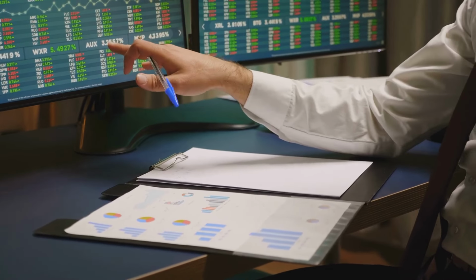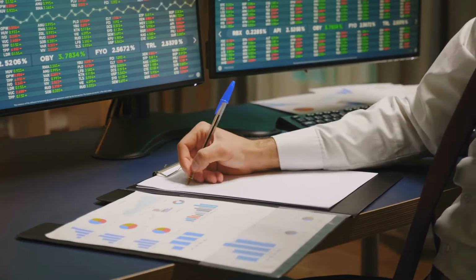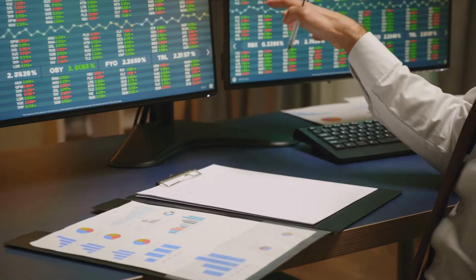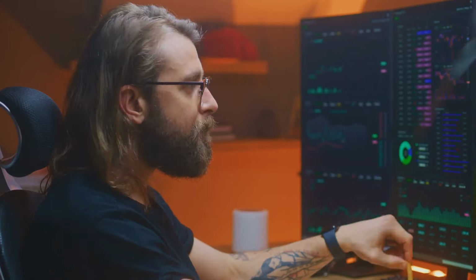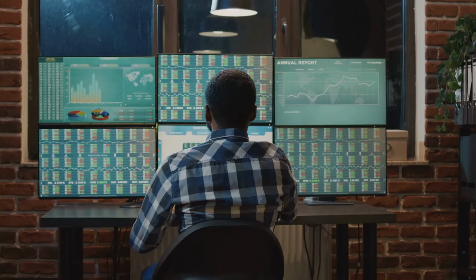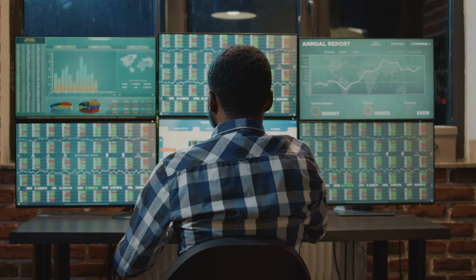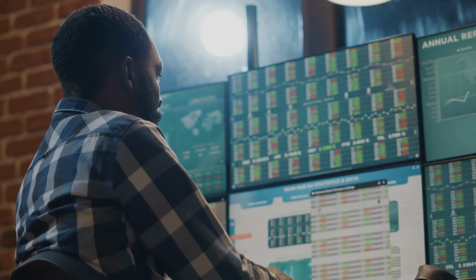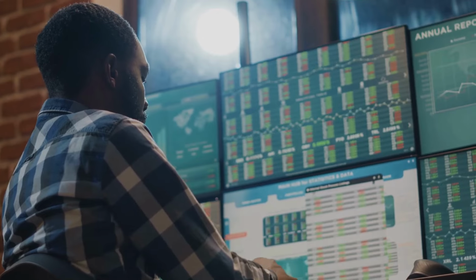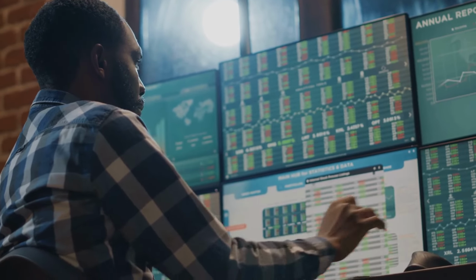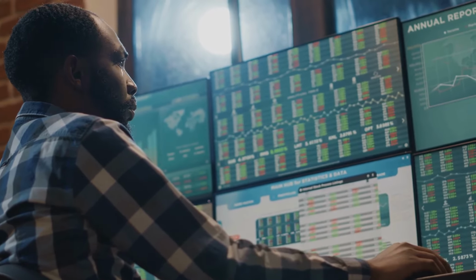Second, you need to develop a disciplined trading plan that outlines your entry and exit rules, risk management strategy, and profit targets. Stick to your plan even when emotions run high. Third, master your emotions. Fear and greed can cloud your judgment and lead to costly mistakes. Learn to control your emotions and make rational decisions based on your analysis. Finally, never stop learning. The market is constantly evolving, so you need to continuously educate yourself and refine your skills.